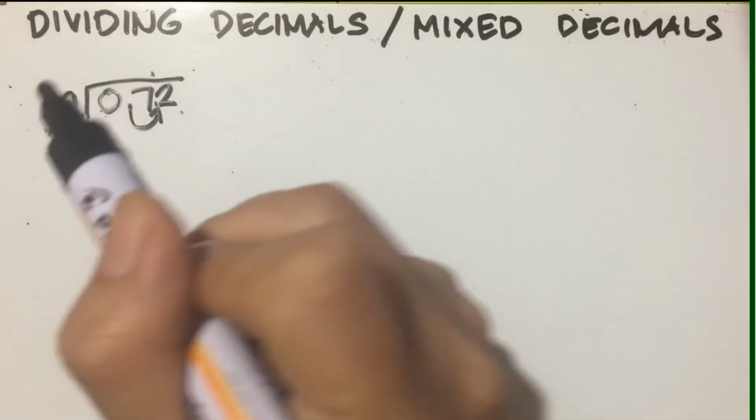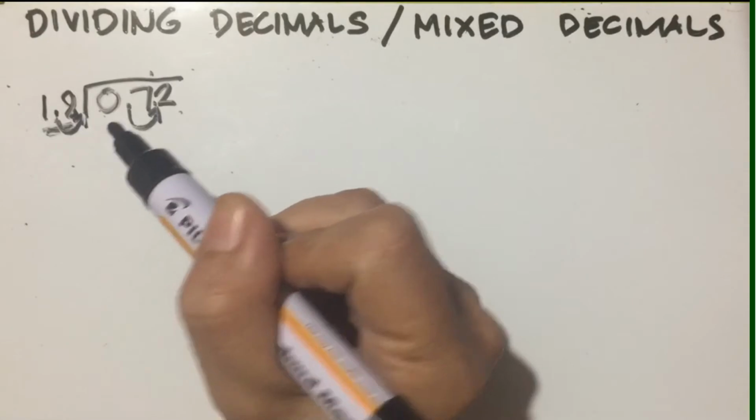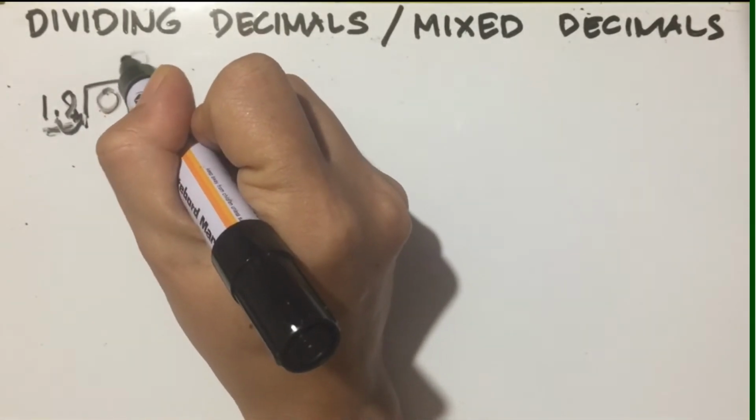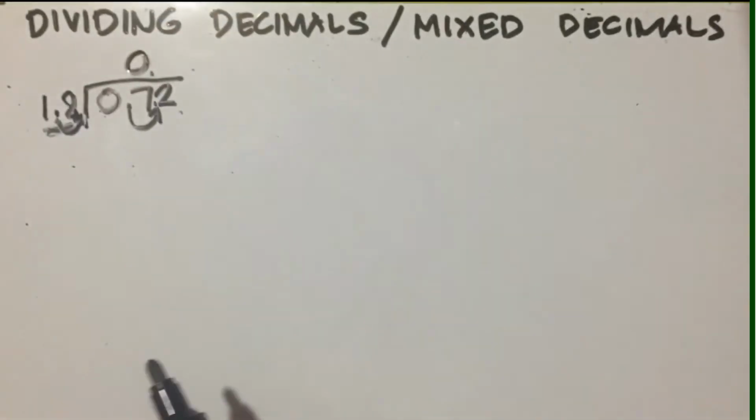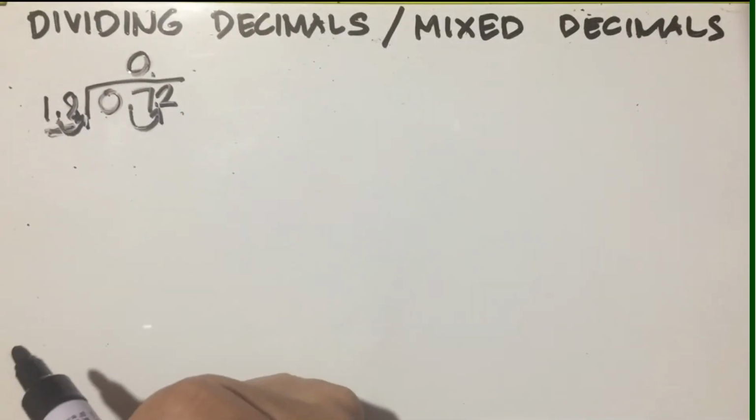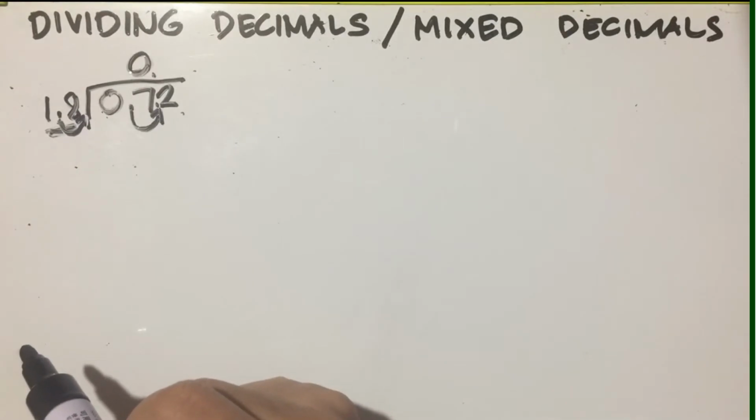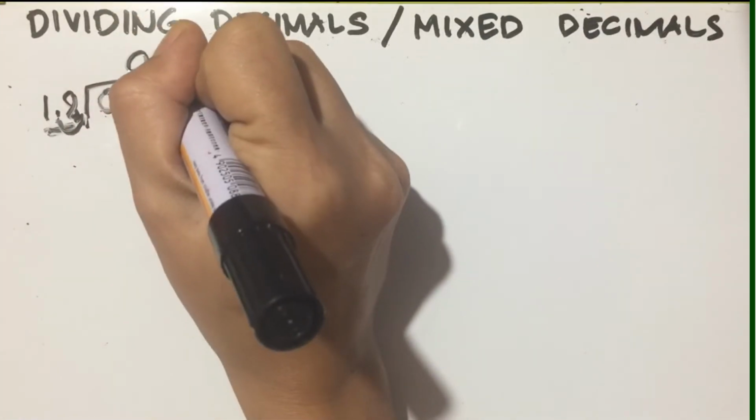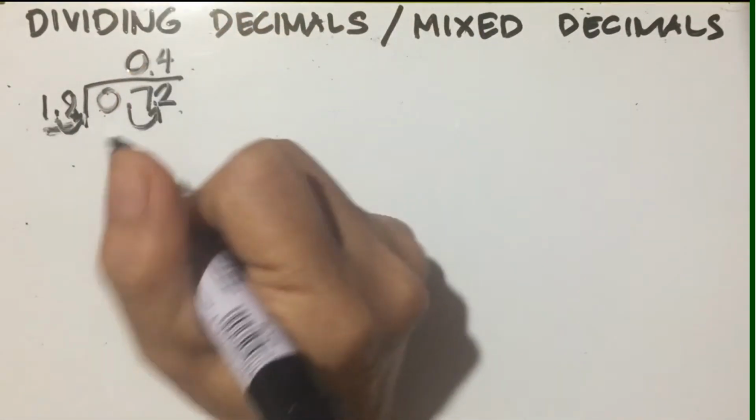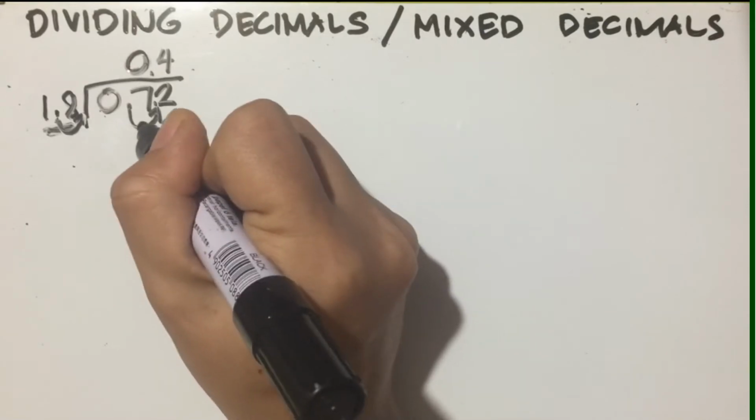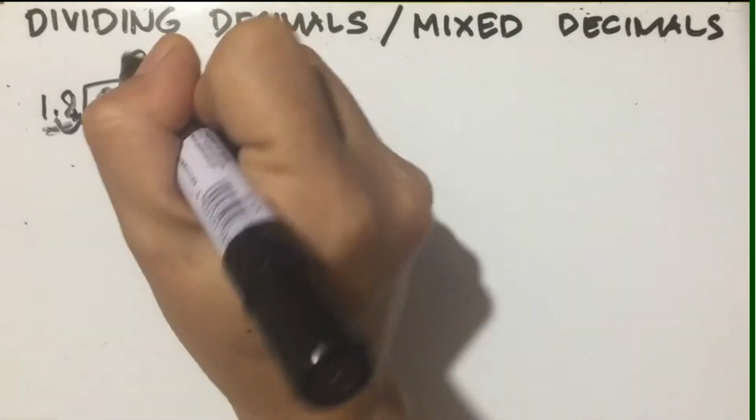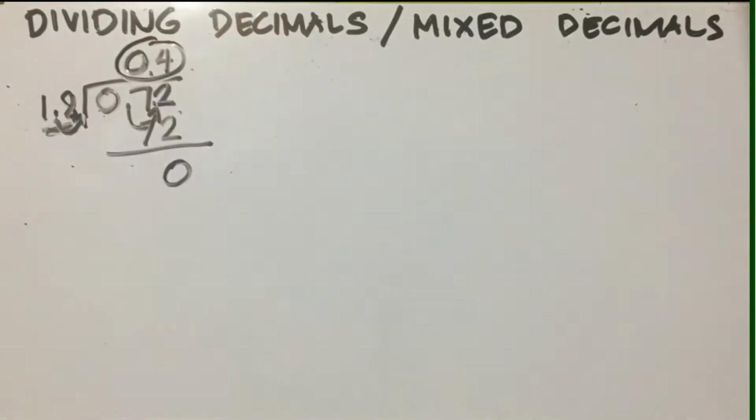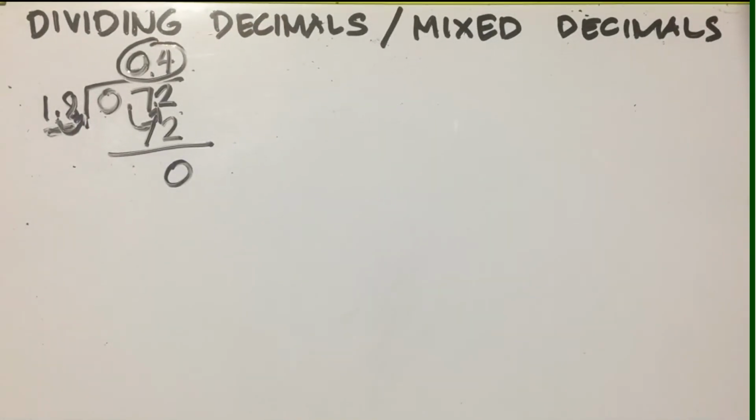Let us now divide. 7 divided by 18 is 0. So let us proceed to 72. 72 divided by 18 is 4. So we have 4 here. 4 times 18 is 72. So 72 minus 72 is 0. The answer is 4 tenths.